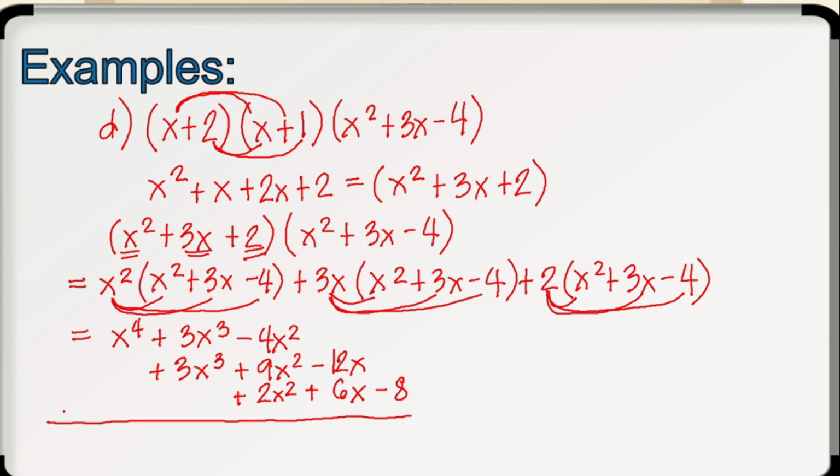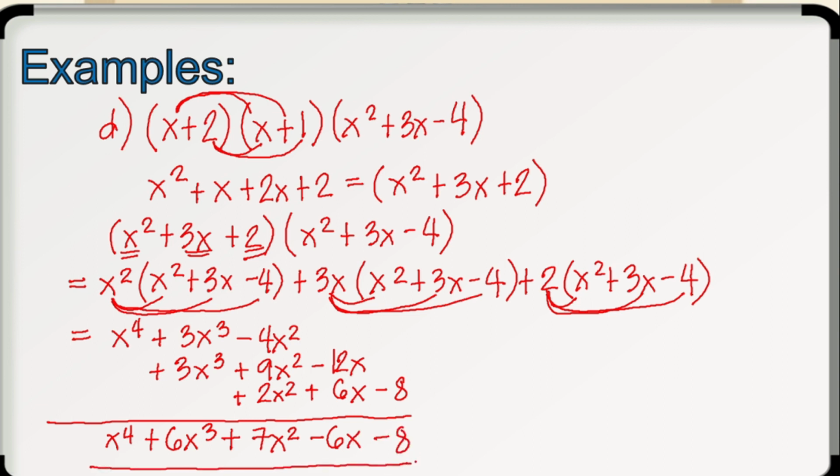Simplifying it, copy x raised to 4. Since it doesn't have like terms, 3x cubed plus 3x cubed is 6x cubed. Negative 4x squared plus 9x squared plus 2x squared is positive 7x squared. Negative 12x plus 6x is negative 6x. And bring down negative 8. Therefore, our answer is x raised to 4 plus 6x cubed plus 7x squared minus 6x minus 8.